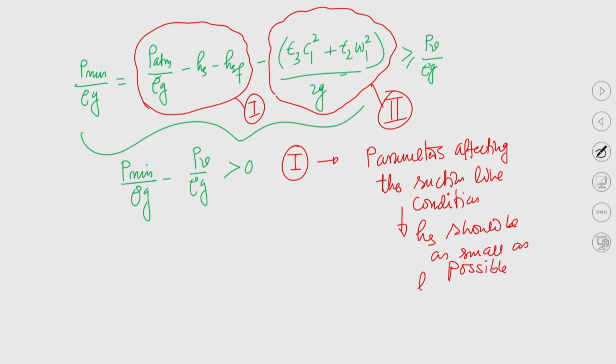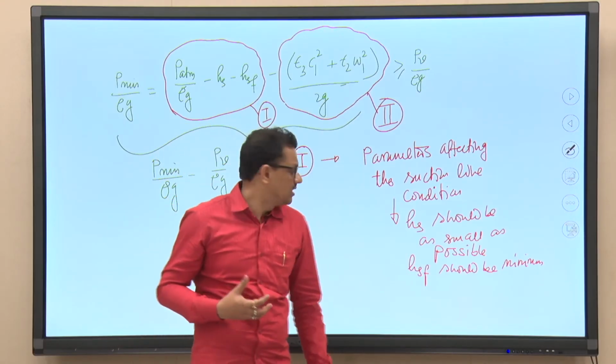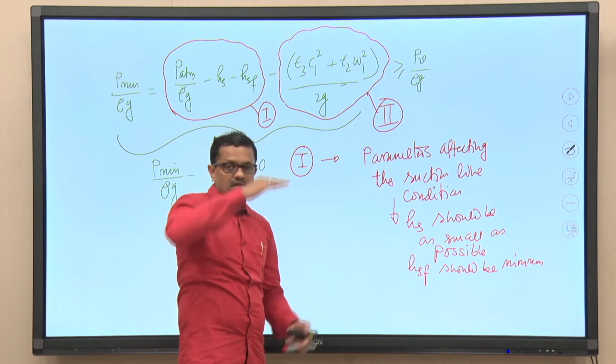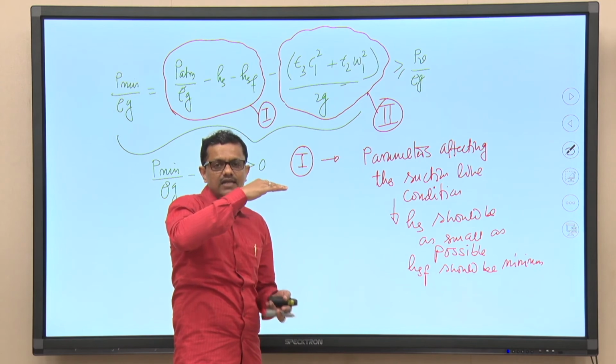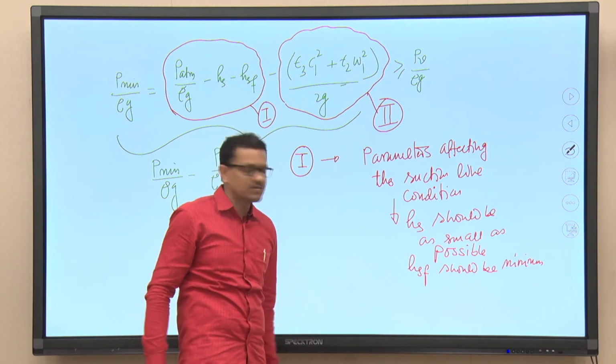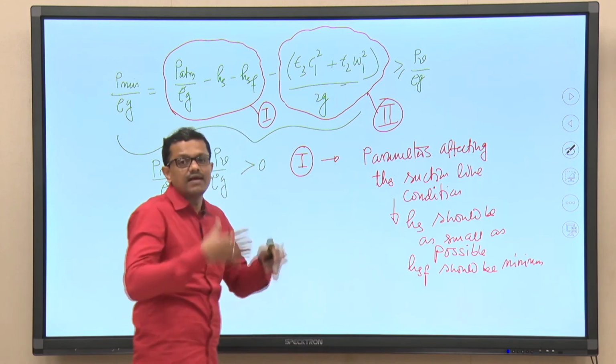and Hs should be minimum. So, from the suction line condition, what I wanted to discuss today is that the suction pipeline static height should be as small as possible and HSF should be minimum. So, this is what is NPSH available.